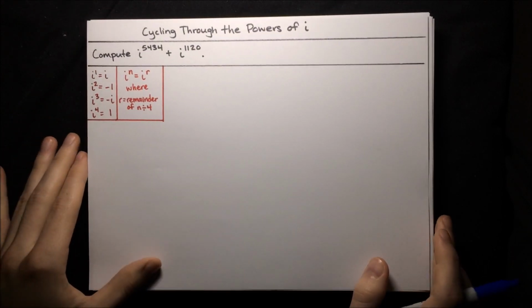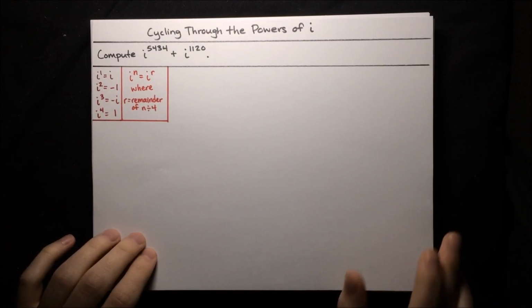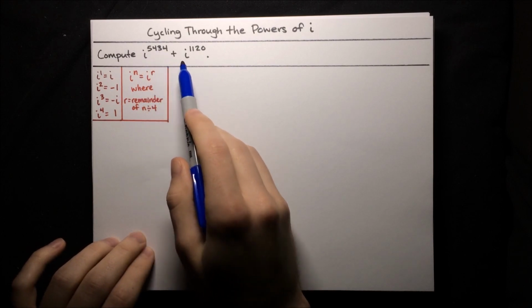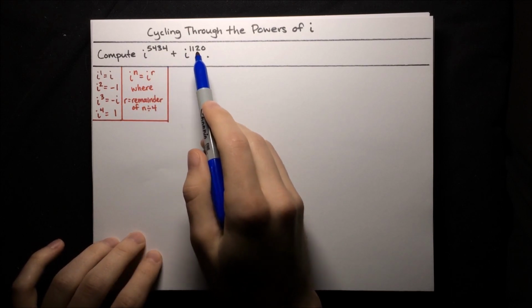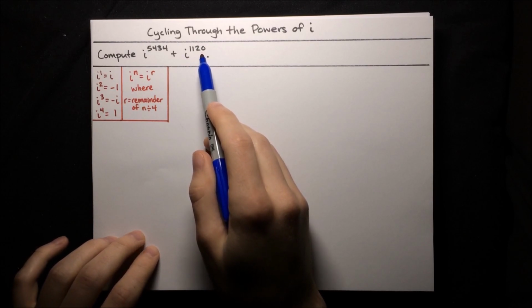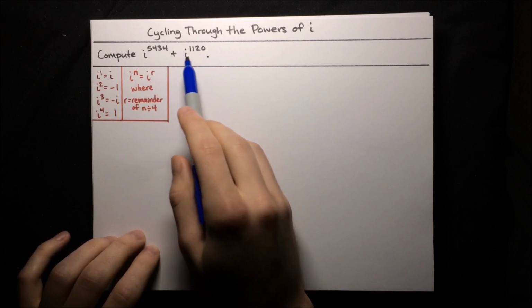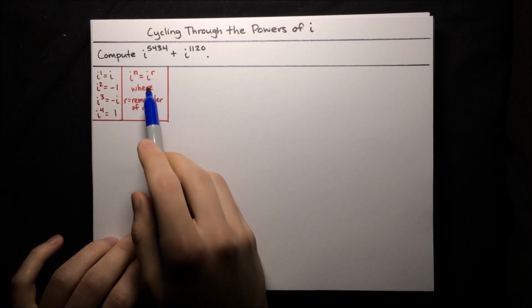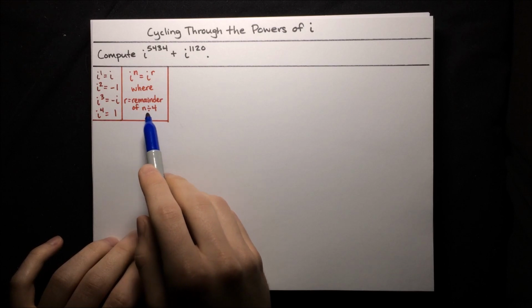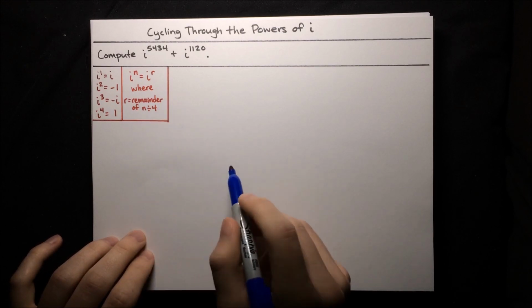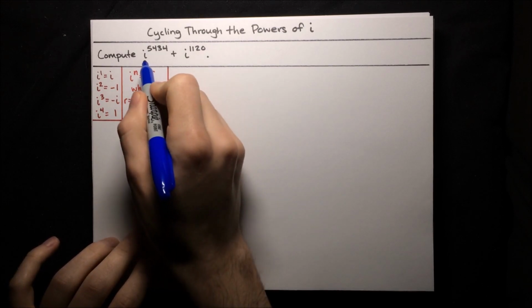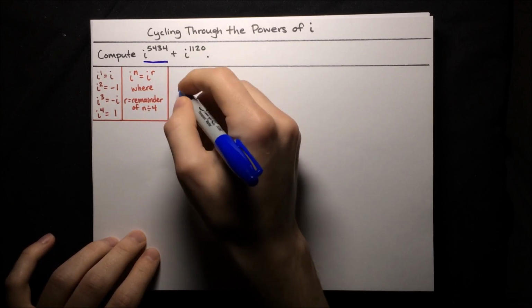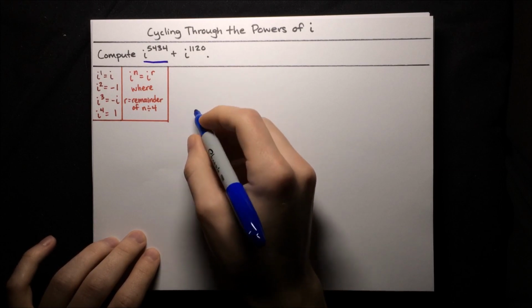Alright, here's the final most challenging example. We want to compute I to the 5,434th power plus I to the 1,120th power. Now this looks pretty intimidating because these are really huge powers, but our general principle here, I to the n equals I to the r, where r is the remainder of n divided by 4, is going to help us out big time. So let's tackle this one first. I to the 5,434th. Let's find out what that is equal to.